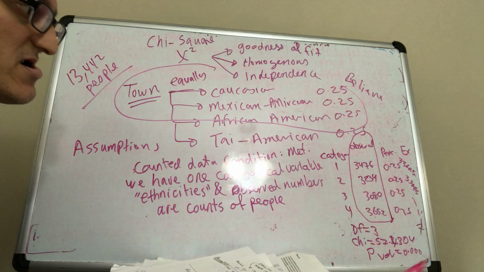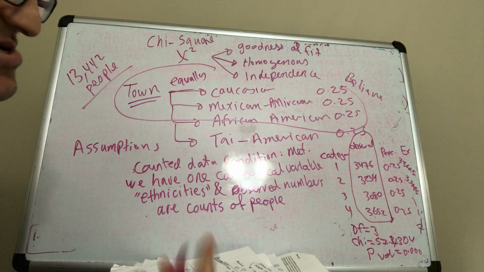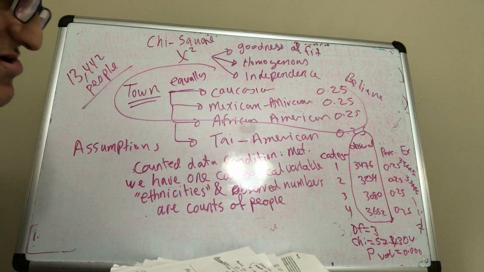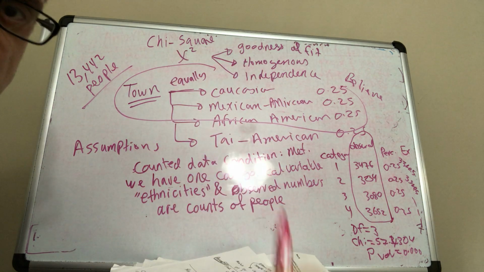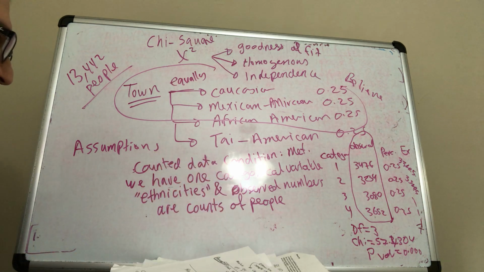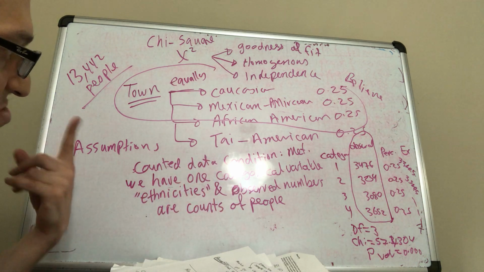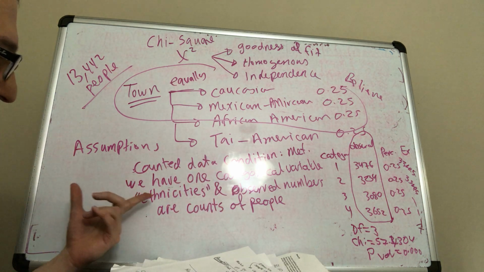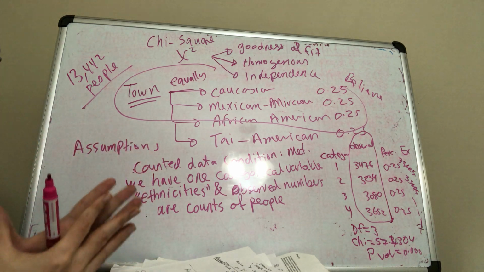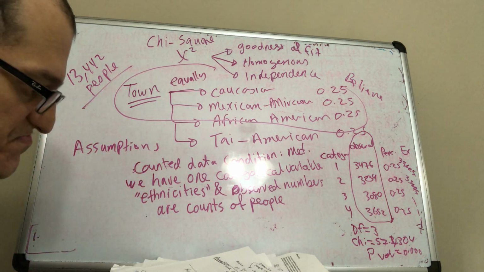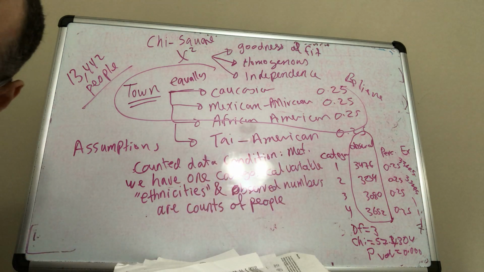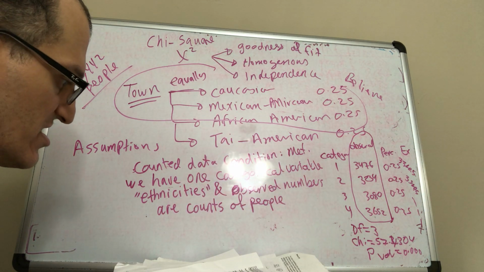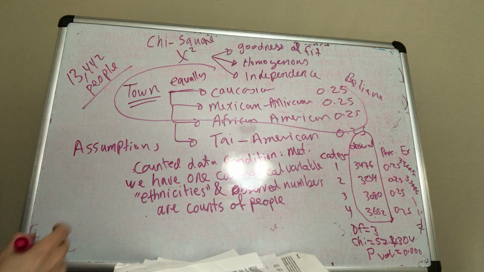So these numbers are not dollar values, they're not inches, they're not meters. These numbers are counts of heads, counts of people. So the first condition is met. We have one categorical variable, the ethnicities, and the observed numbers are actually counts of people. So the first condition is satisfied. Condition number 2 is the independence assumption.